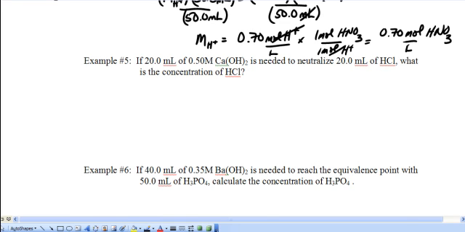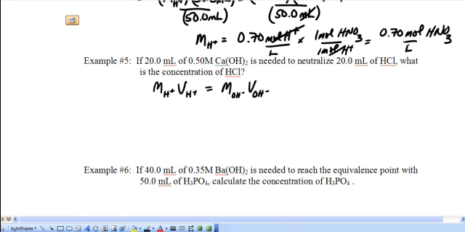All right. So here we go. Example number 5 says, if 20 mils of 0.5 molar calcium hydroxide is needed to neutralize 20 mils of hydrochloric acid, what is the concentration of the HCl? All right, so again, use your equation M_H+ V_H+ equals M_OH- V_OH-. And now just plug in.